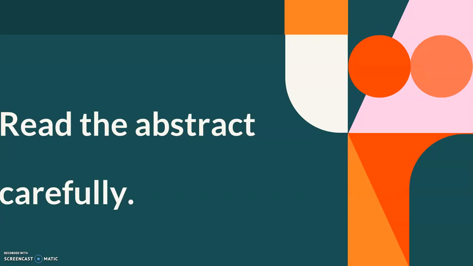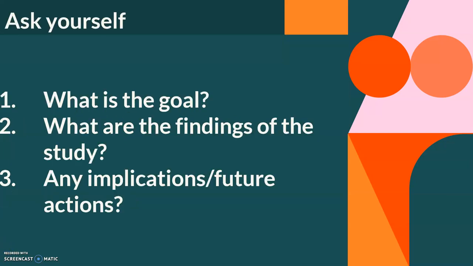First, we're going to read the abstract. Most academic articles, especially in sciences and social sciences, have an abstract. It is a summary of the study. Read it carefully to get the gist of the article and to understand it in a broad manner. As you read the abstract, ask yourself, what is the goal of this study? What are the general findings of this study? Are there future recommendations made by the researchers?